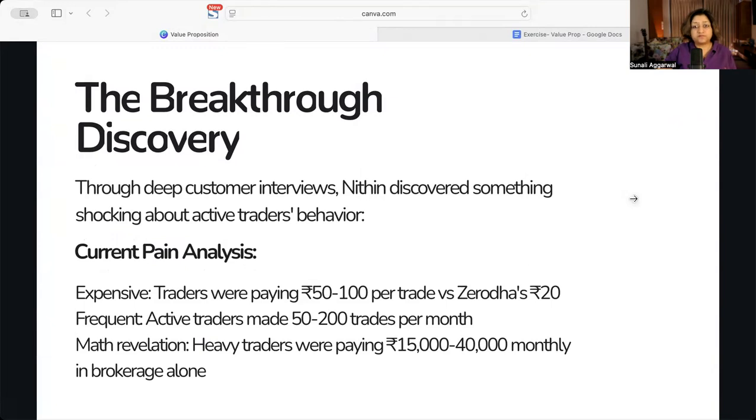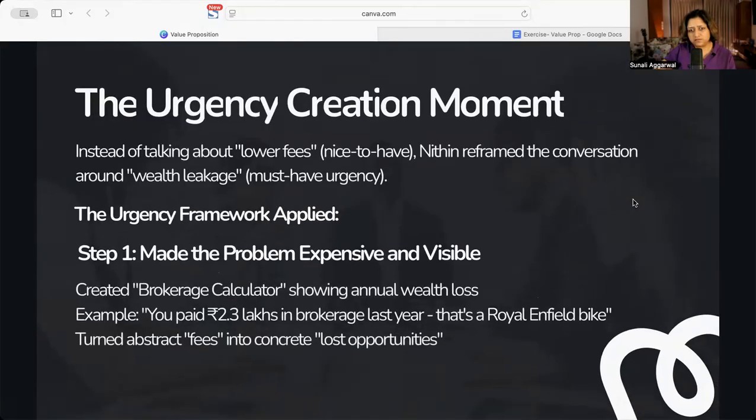Through deep customer interviews, Nitin discovered something shocking about active traders' behavior. Customer pain analysis: expensive. Traders on average were paying 15 to 40,000 monthly in brokerage fees alone because they were doing about 50 to 200 trades a month. And per trade, the charge was roughly 100 rupees. This was a huge money issue. They were losing about 2.3 lakhs a year, and nobody was giving much thought to it.